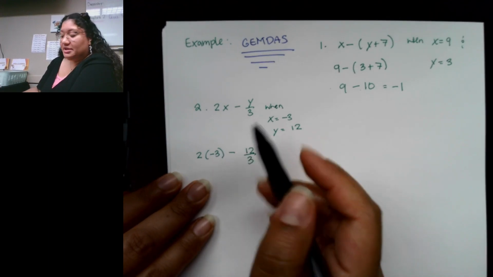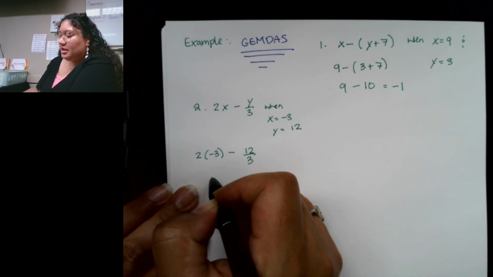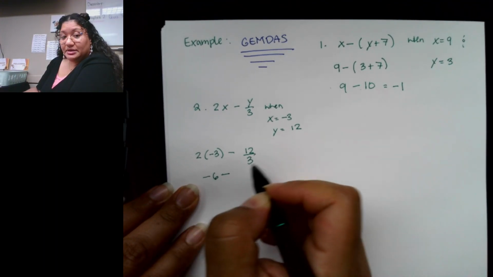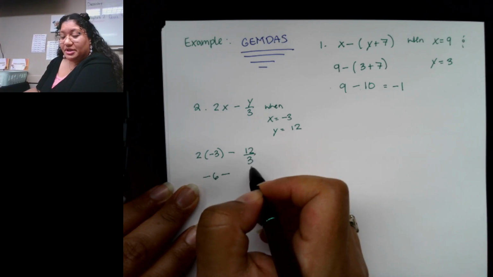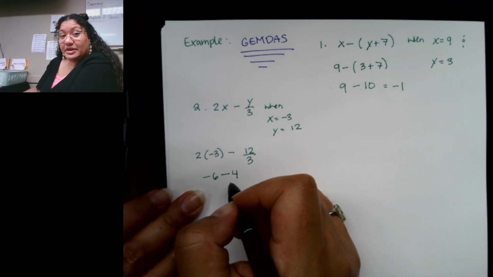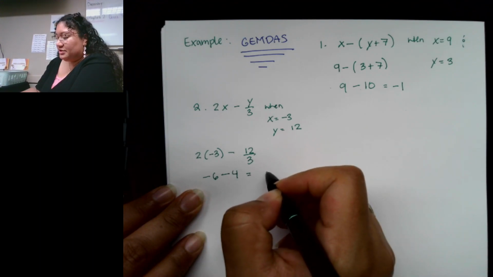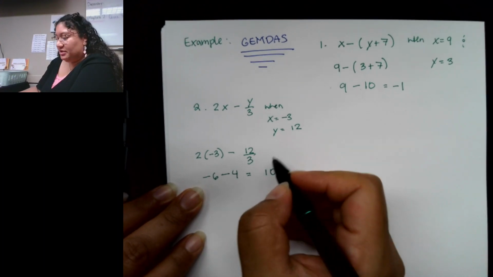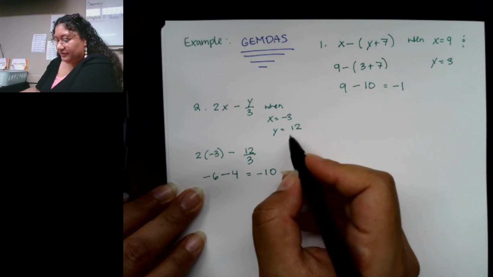What's 2 times -3? -6. Bring down the minus sign. What's 12 divided by 3? 4. Are these opposite or the same sign? The same sign, so the numbers add. And then I bring the sign with it, so it becomes a negative. -10.